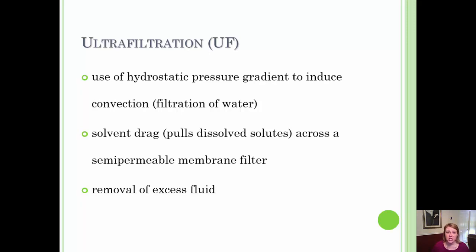Ultrafiltration is the use of hydrostatic pressure, or a hydrostatic pressure gradient, to induce convection, which is essentially the filtration of water. It does this by a solvent drag, which pulls solutes such as water molecules across a semi-permeable membrane filter. Primarily, ultrafiltration is used to remove excess fluid, though it can be used to remove what are called middle-sized molecules, and those are essentially things like cytokines, which are associated as a byproduct of the process of sepsis.